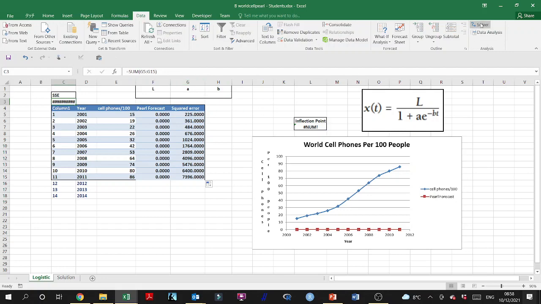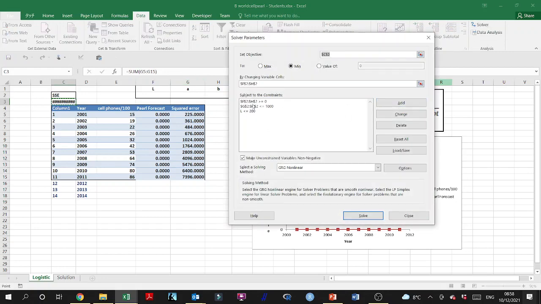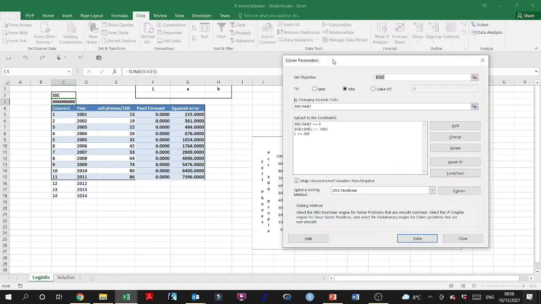And now you need to set up solver. So please set up solver so that all these numbers, L, A, and B, from F to H, are all greater than or equal to 0, and they are all less than or equal to 1000, let's say, a certain bounded number.